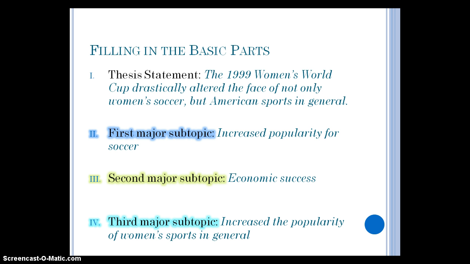I would have gone probably more in depth on this if I was actually going to turn this into a full research paper, but for the purposes of just explaining the process to all of you, I kept it fairly brief. So you can see my first major subtopic of how I'm going to explain why the Women's World Cup in 1999 was such a big deal was it increased popularity for soccer. Second was it was an economic success. And then third, it just increased the popularity of women's sports in general. Those are my big general reasons on why the Women's World Cup was such a big event.